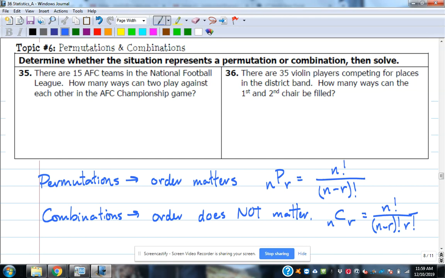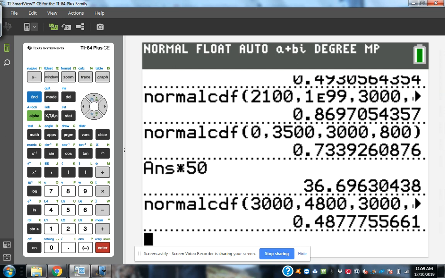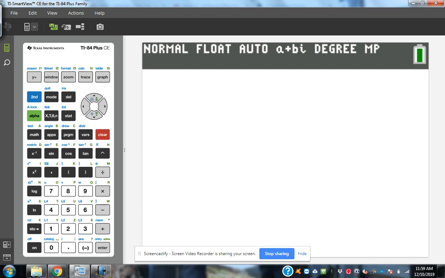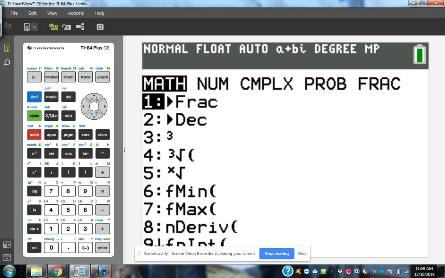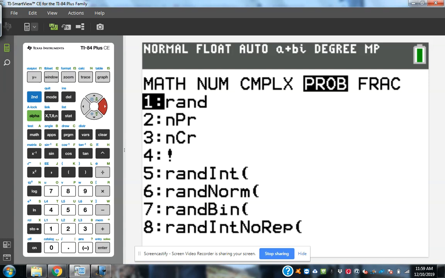All right, so let's look at how to find this on the calculator. So on the graphing calculator, my screen a little bigger here. Hit the math button, which is right underneath the green alpha button. And then you're looking for PRB. If you've got one of the color ones, it's going to say PROB. So PRB, I think, is what most of you with the black and white one have to look for. And you should see a menu come up like this. So just press the right arrow key till you get to PRB. And I'm looking for NPR and NCR.